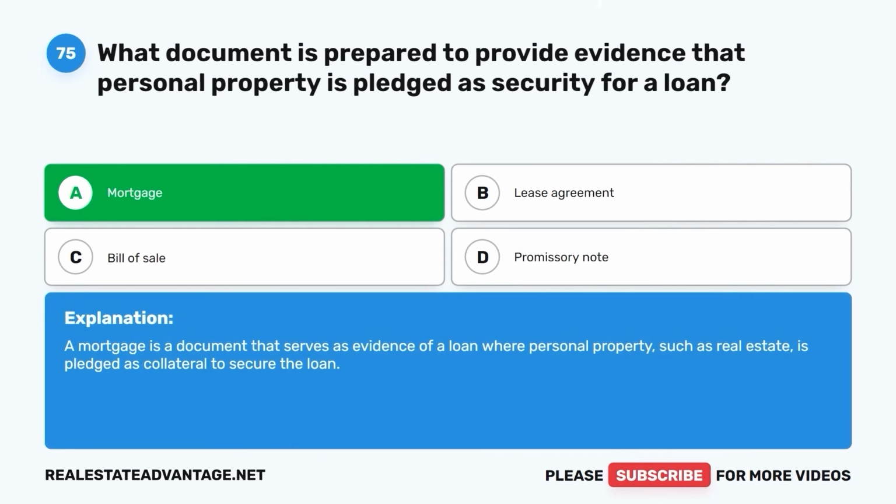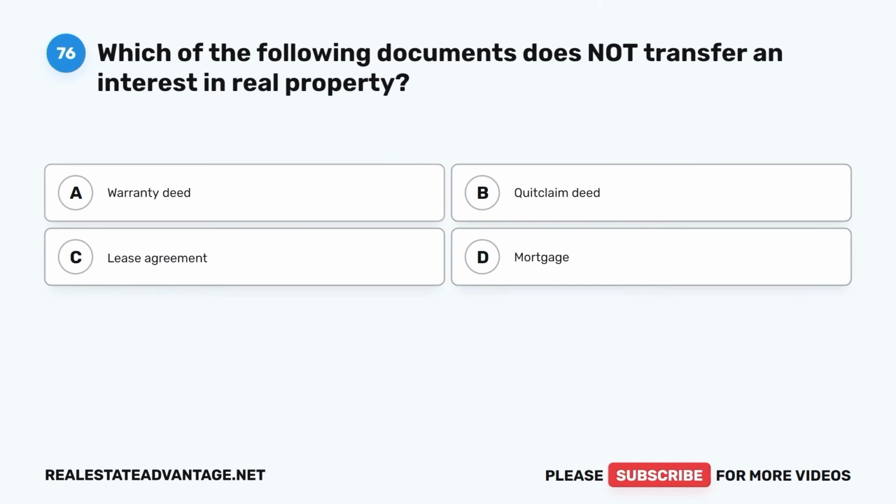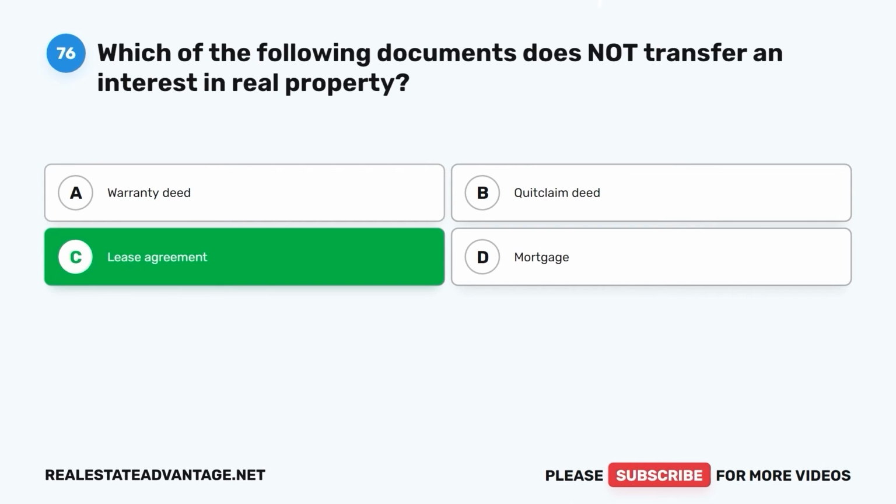Mortgage. A mortgage is a document that serves as evidence of a loan where personal property, such as real estate, is pledged as collateral to secure the loan. Question 76. Which of the following documents does not transfer an interest in real property? A. Warranty deed. B. Quitclaim deed. C. Lease agreement. D. Mortgage. The correct answer is C.